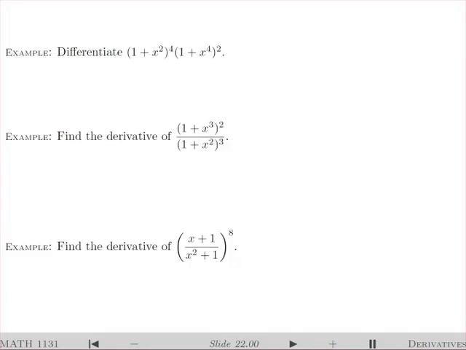Welcome. Last time we talked about the chain rule. Now we will see how to apply a combination of rules.